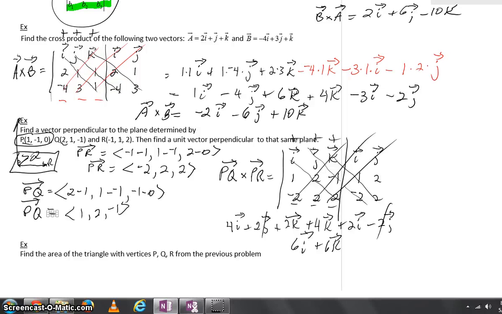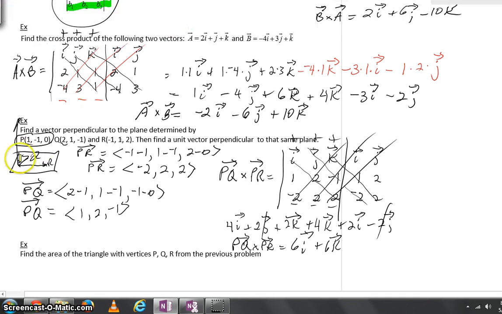Okay, picking back up with our cross product lesson, we were dealing with this example where we had 3 points in a plane, and they were points P, Q, and R. We found vector PQ, we found vector PR. We did a cross product and we worked that out at the end of the last video. We found that PQ cross PR was a vector. It was the vector 6i plus 6k.